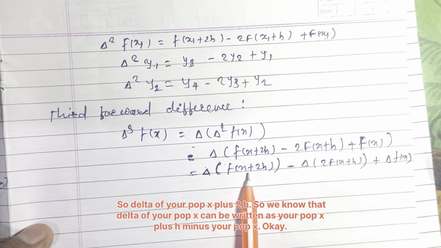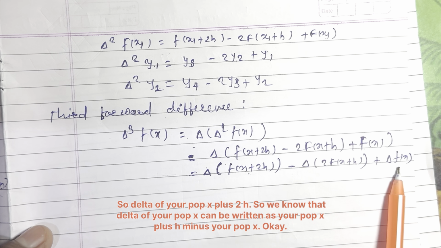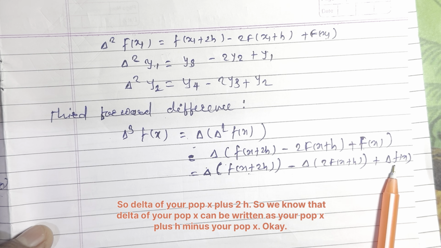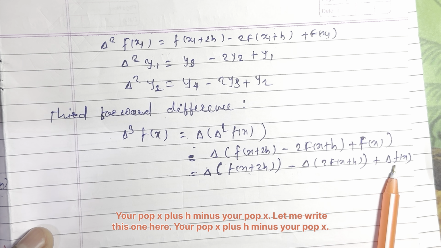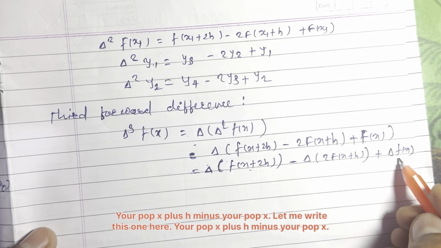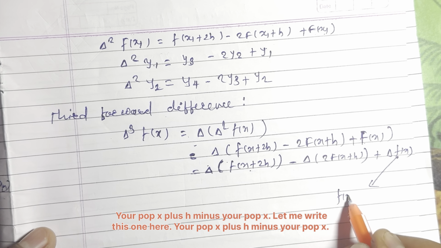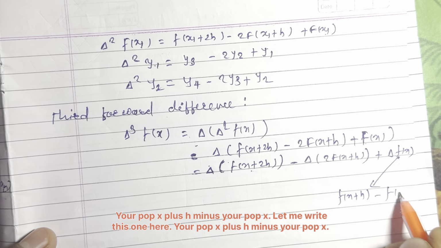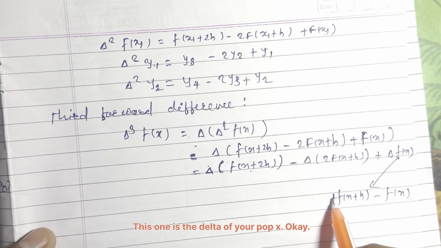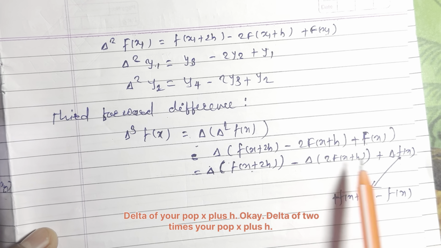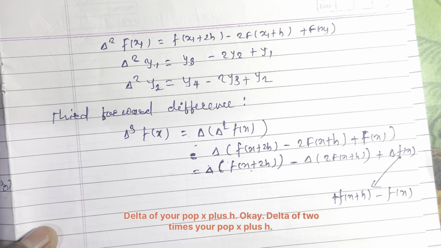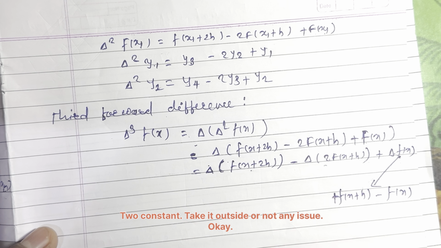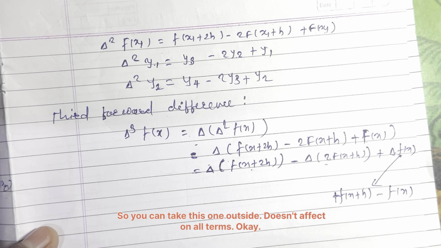Delta of f of x can be written as f of x plus h minus f of x. Let me write this one here: f of x plus h minus f of x. This one is delta of f of x. Then delta of 2 times f of x plus h: the 2 is a constant, take it outside, it is not an issue and doesn't affect our terms.